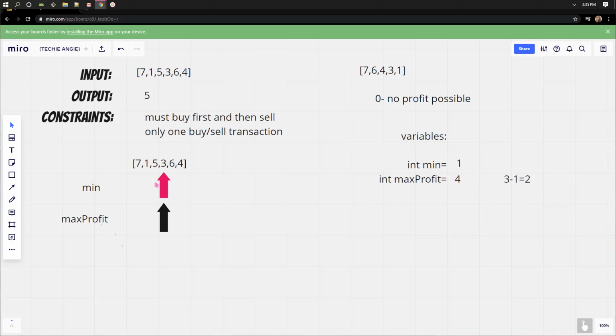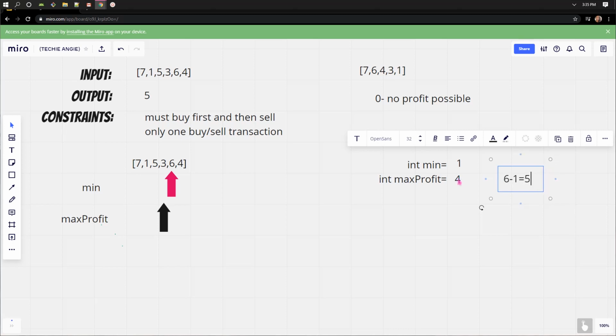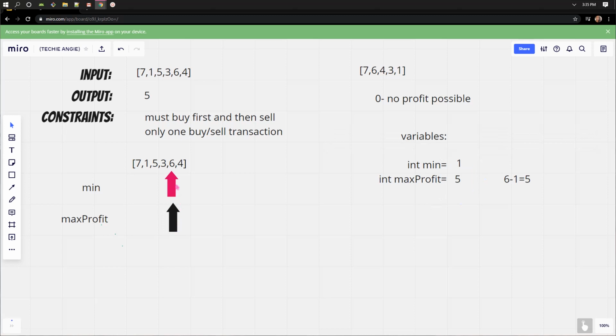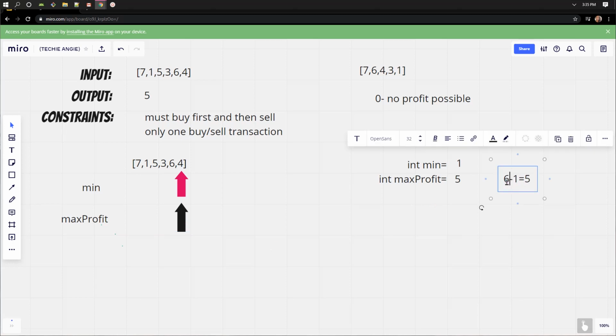So we don't make any changes there. Continue to iterate, and minimum is going to stay 1. Maximum profit will increase because 6 minus 1 is 5. So now the maximum profit is going to become 5. So we switch that out. Continue iterating. Minimum stays at 1 when the value is 4. And maximum profit is going to stay at 5 because that is the most profit that we've seen thus far. And so your output should be 5.